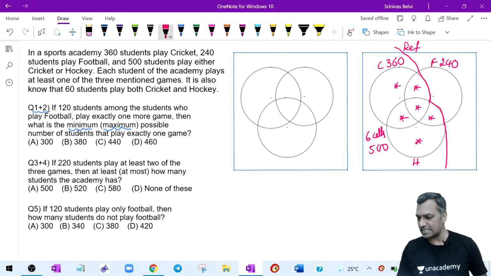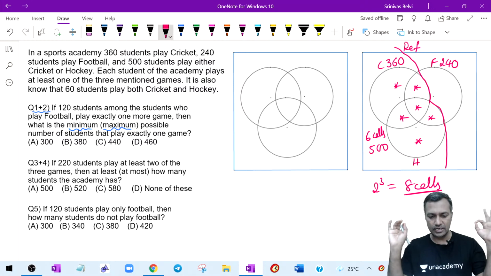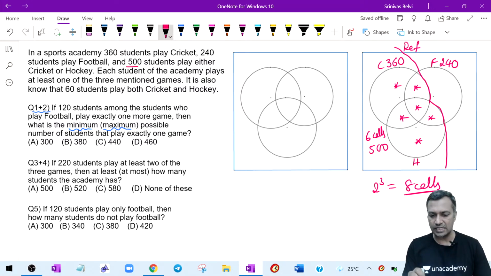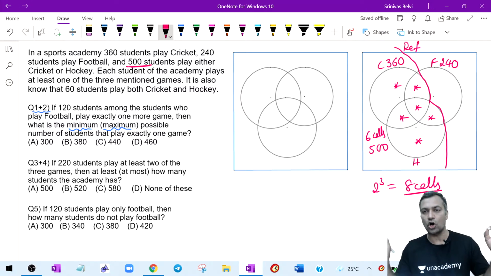Our Venn diagram has 8 cells. A Venn diagram for 3 sets would have 2 power 3 regions, which is nothing but 8 cells. The author is saying non-negotiable: the value of 6 cells is 500. Cricket or hockey, the author is saying, look, there is no choice in the matter. This is going to be 500. So where is the joker? This is the joker and this is the joker. All maxima and minima can be because of these two jokers.